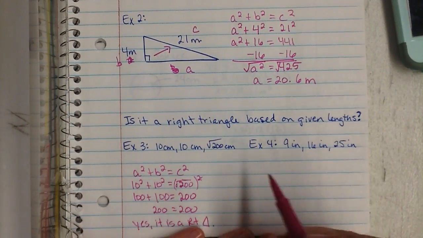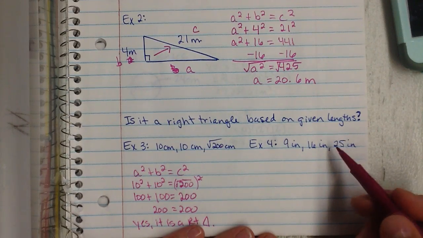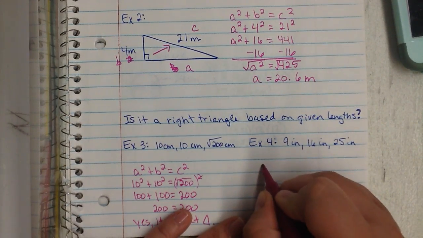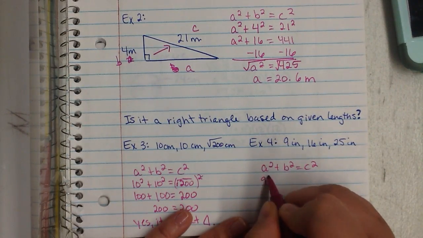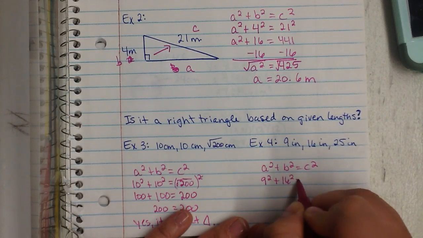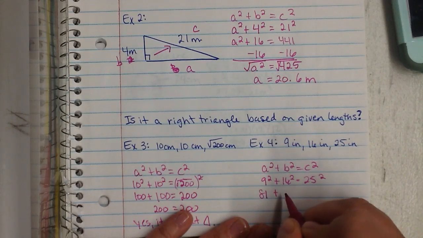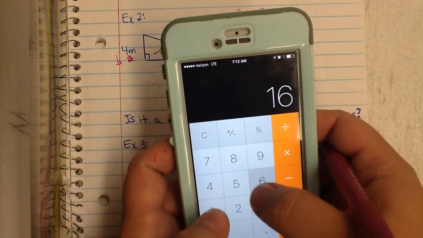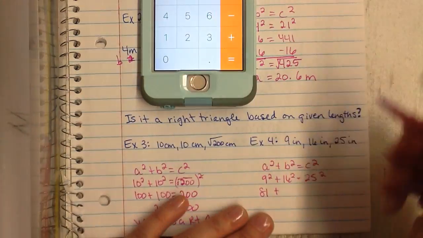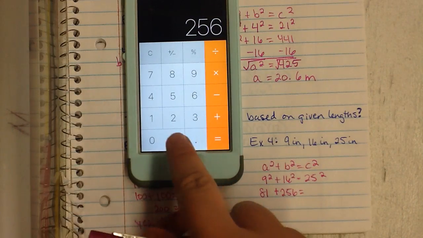Okay, and we're going to do the same thing over here. Again, our largest length is going to be C, so in this case 25 is C. So A squared plus B squared equals C squared. 9 squared plus 16 squared equals 25 squared. 9 squared is 81. 16 squared is 16 times 16, 256, equals, and then we're going to do 25 squared, 625.